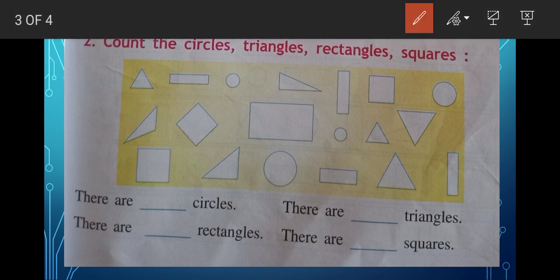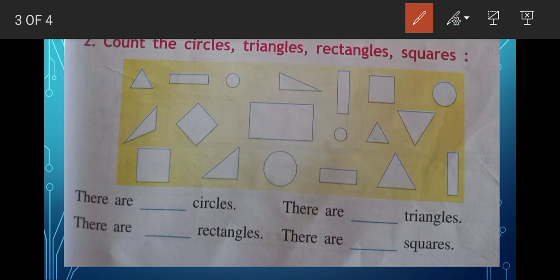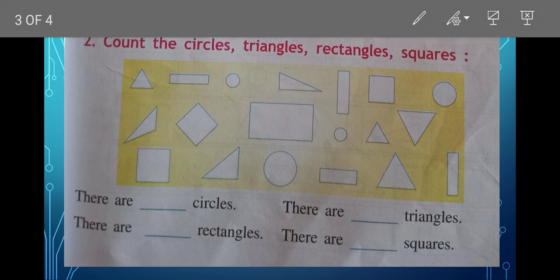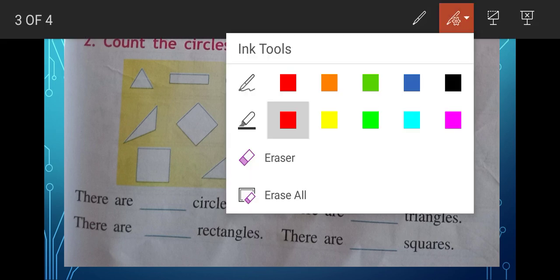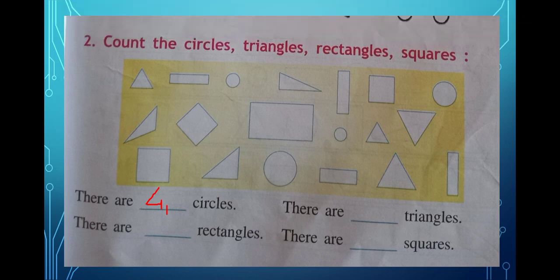Let us write here 4. This is one. So let us start writing here. How many are there? 4 circles are there. So we have written it 4. So now what is the next question? There are dash triangles. How many triangles are there?